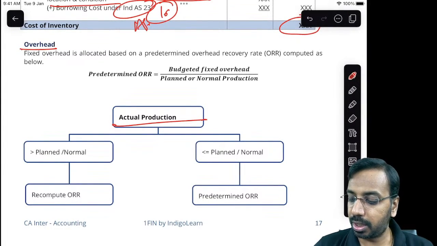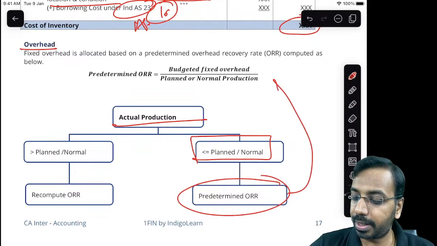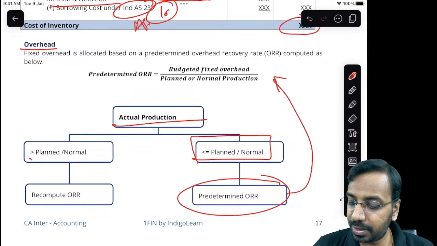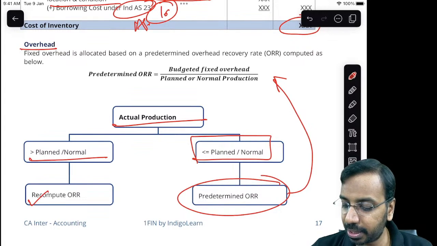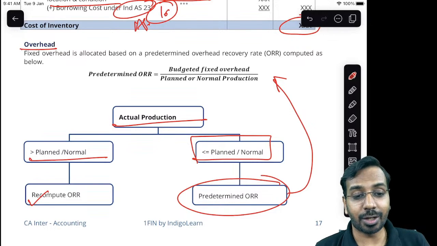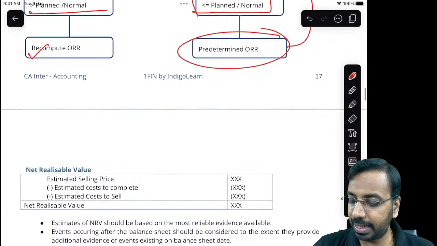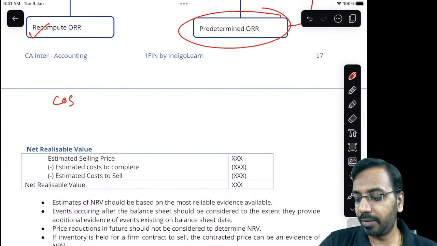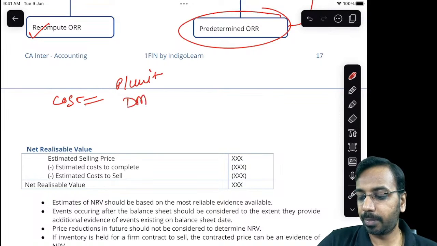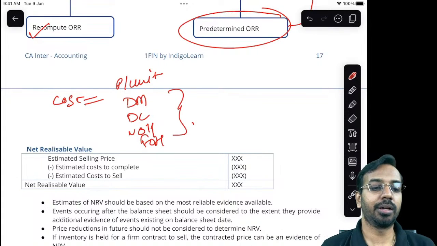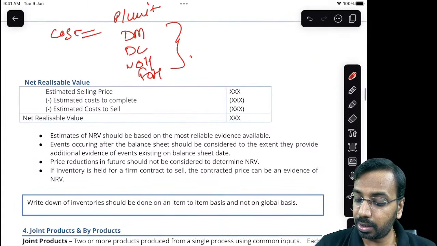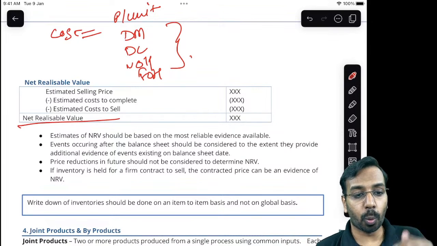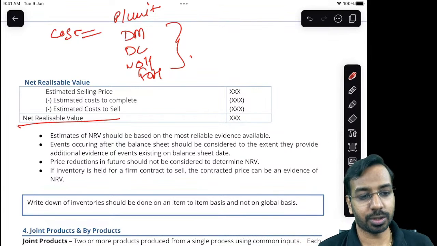So what you need to understand here is, if the actual production is less than or equal to planned production, then you will use the predetermined overhead recovery rate. But if it is greater than the planned or normal production, you will recompute the overhead recovery rate and you will add it to the cost of inventory. So while calculating in the examination, on a per unit basis, you will take direct material, direct labor, variable overhead, fixed overhead, all of these put together will be your cost. That cost you will compare with the net realizable value. Whichever is lower, you will consider for inventory valuation.